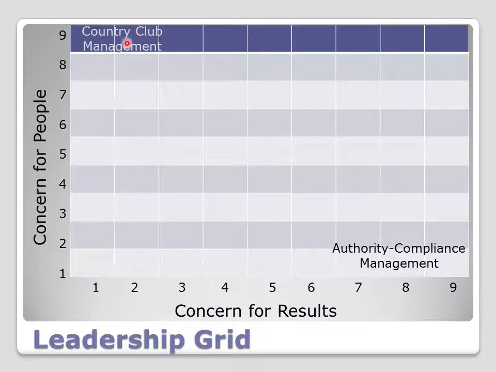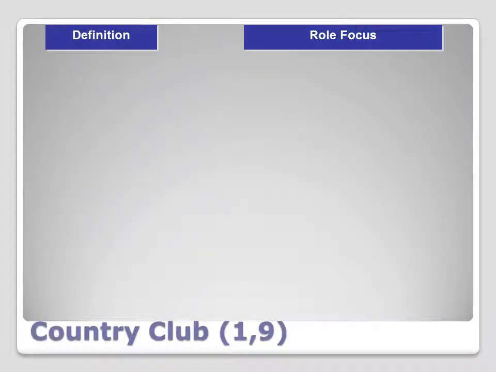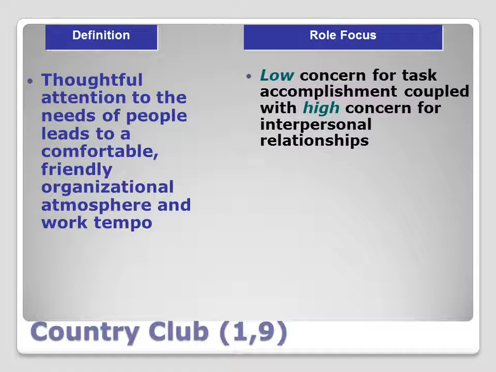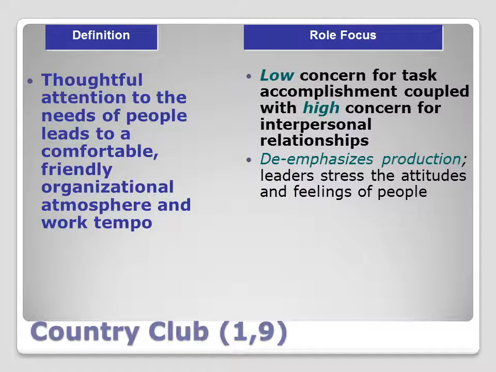The next is what's called country club management, and you'll see it up here. So there's a high level of concern for people, very low concern for results. In this method, thoughtful attention to the needs of people leads to a comfortable, friendly organizational atmosphere and work tempo. So it's very centered on the workers, making them comfortable. So in that, there's a very low concern for actually getting the job done. And that's coupled with a very high concern for interpersonal relationships, making sure people feel like they belong, that they're comfortable. They see leadership as friends, and that becomes very important. So it very much de-emphasizes production.